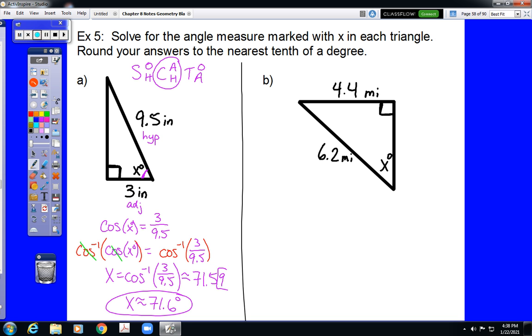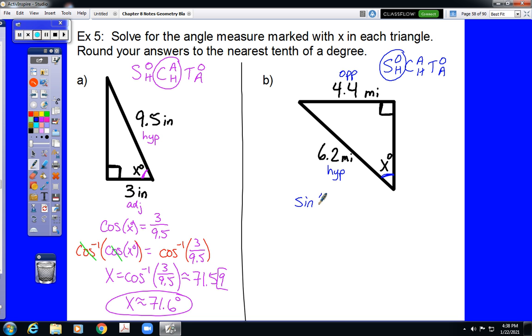On part B, we are dealing with the bottom angle here, marked x. 6.2 is the hypotenuse, 4.4 is the adjacent. Once again, we're going to set up and look at SOHCAHTOA to figure out which trig function we should be using. This relates, I'm sorry, that's not adjacent, that is opposite. There's my first mistake of the video. It's across the triangle from x, that is the opposite side, not the adjacent. So we have opposite and hypotenuse, which means we are using the sine function.